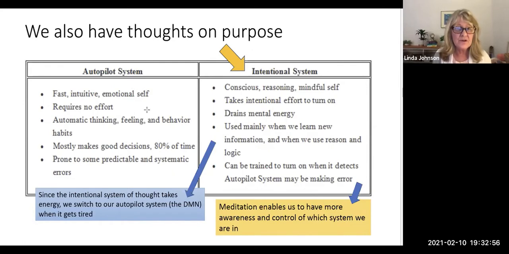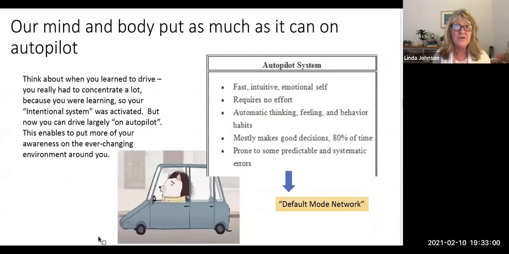So we're distinguishing between these different kinds of thinking that we experience. We talked about how our mind puts as much as it can on autopilot so that we have as much bandwidth in our brain available to deal with an ever-changing environment, right? So the autopilot itself is fast, intuitive. It doesn't really require any effort. Intentional thinking does require effort, and so it does get tired, right?